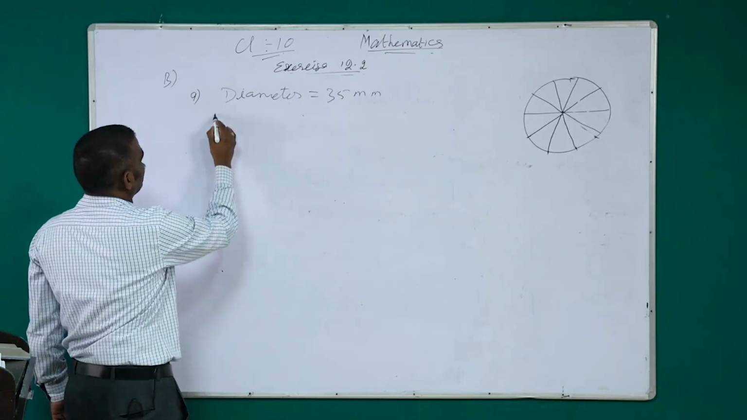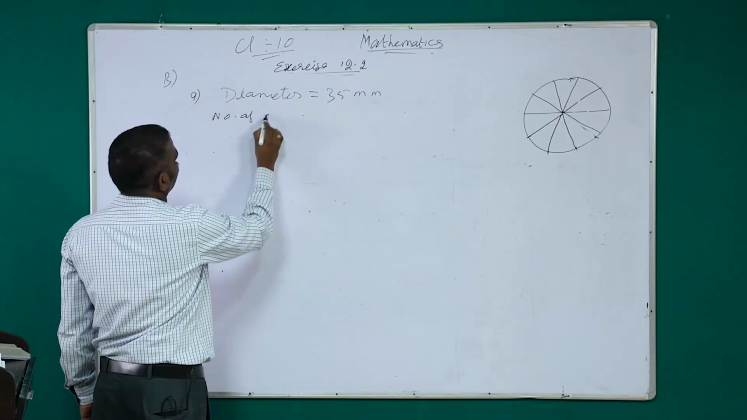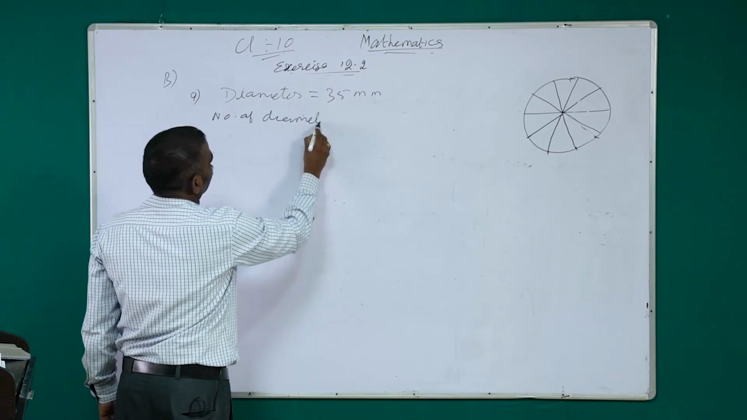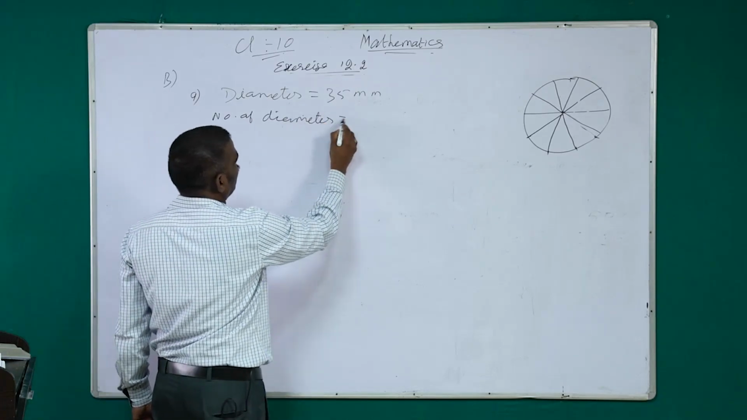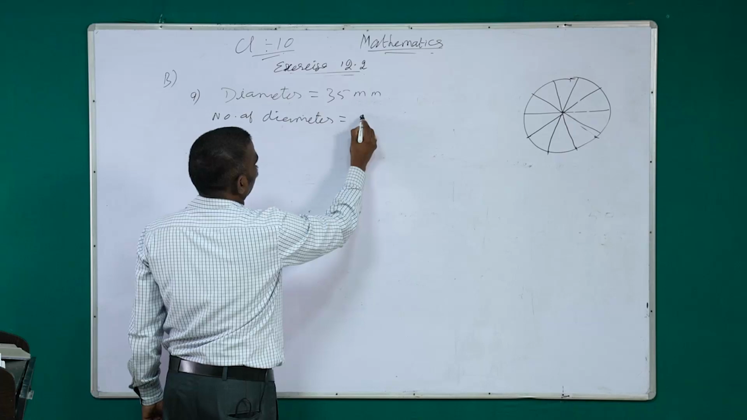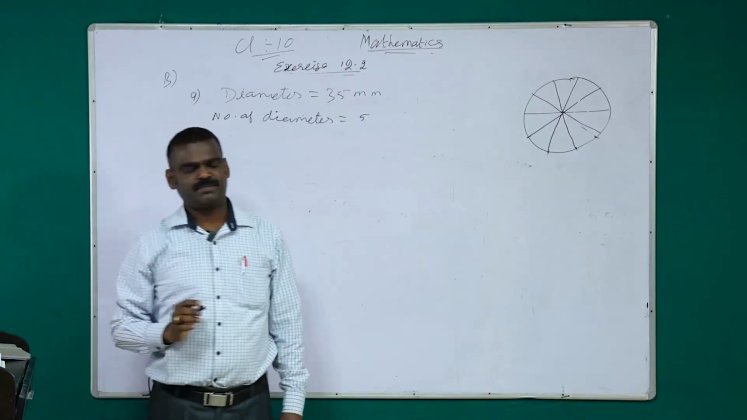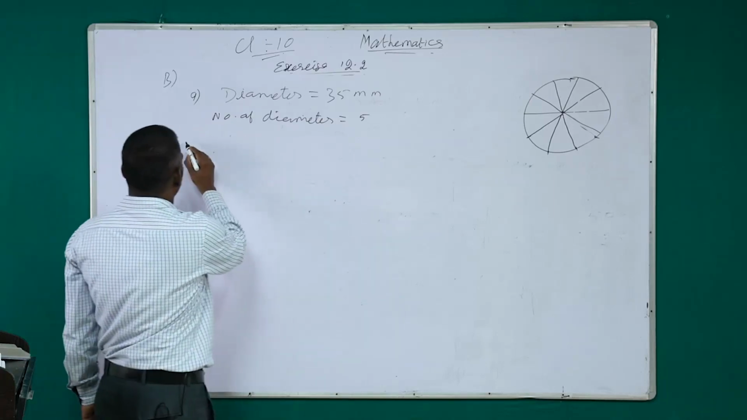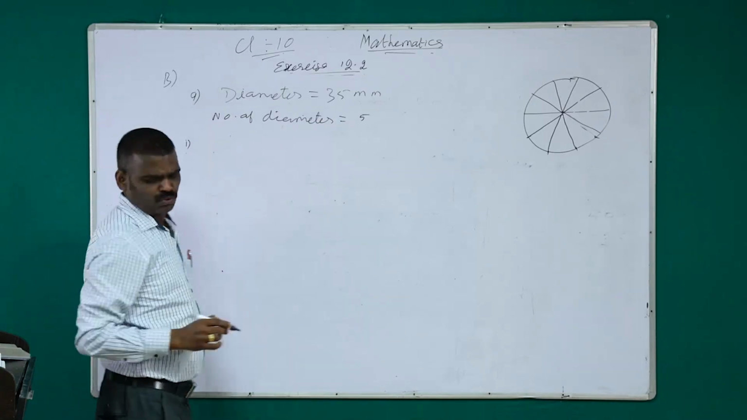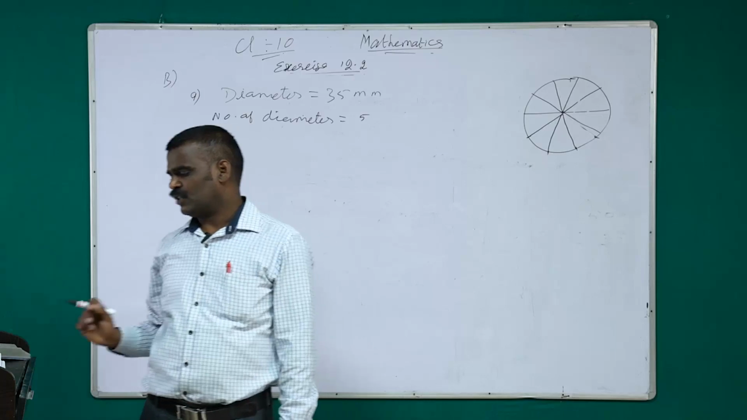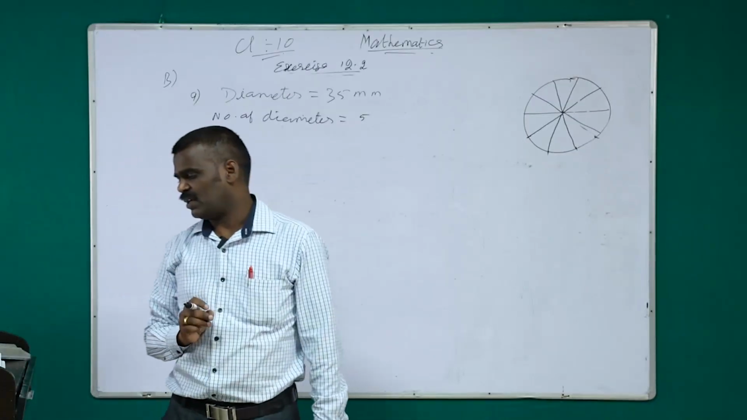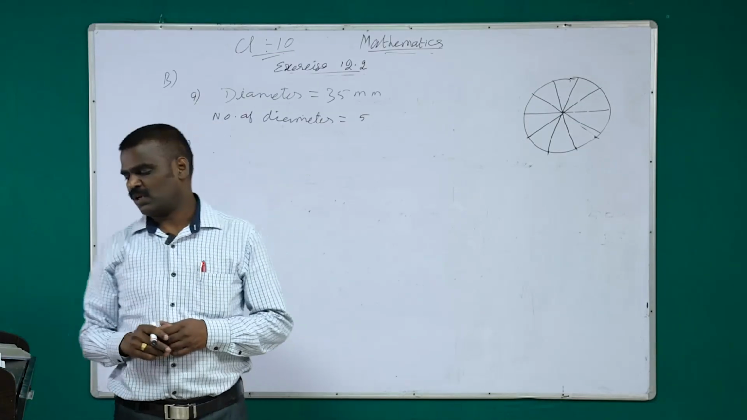Now, number of diameters equal to how much? 5 diameters. Here also there are two questions. One is the total length of the silver wire required. Another one is the, okay, first we will do the total length of the silver wire required.